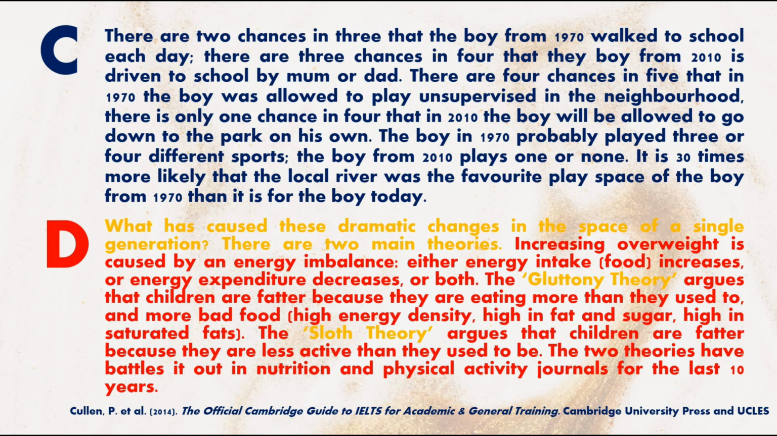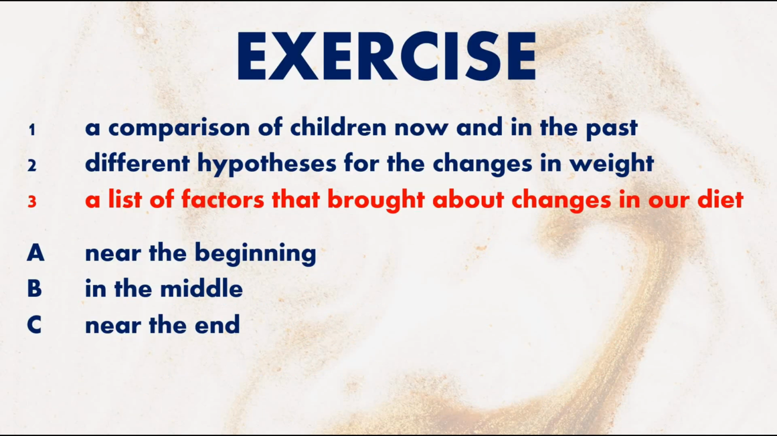Okay? So what has caused these dramatic changes in the space of a single generation? There are two main theories, and these theories are the gluttony theory and the sloth theory. Let's go to number 3, a list of factors that brought about changes in our diet. Is it A, near the beginning of the passage, B, in the middle of the passage, or C, near the end of the passage? So again, keywords. So we're looking for factors related to diet changes.